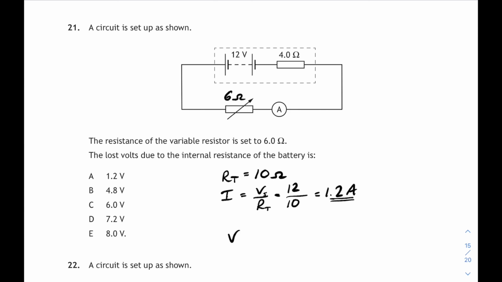and then we can use that current to find the lost volts due to the internal resistance. So the lost volts will be the current times the internal resistance, 1.2 times the 4 ohm internal resistor. That's 4.8 volts. That's answer B.